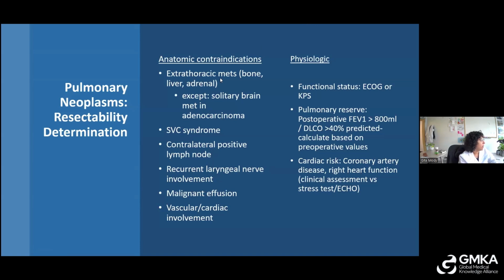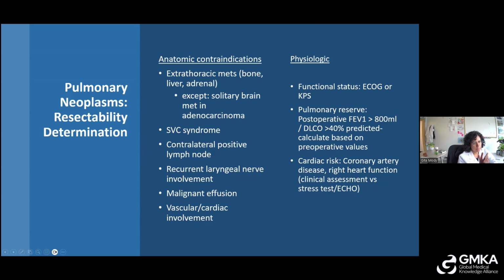Why do we decide whether anatomically the tumor is amenable to resection, and physiologically as well? So anatomically, metastatic patients are usually not resected unless they have an oligomet, maybe to the brain or maybe the adrenal. Usually SVC syndrome, so invasion to a great vessel, contralateral positive node, recurrent laryngeal nerve involvement, effusions, or other types of mediastinal invasion are not resectable. And then, of course, we have to think about the physiologic status.